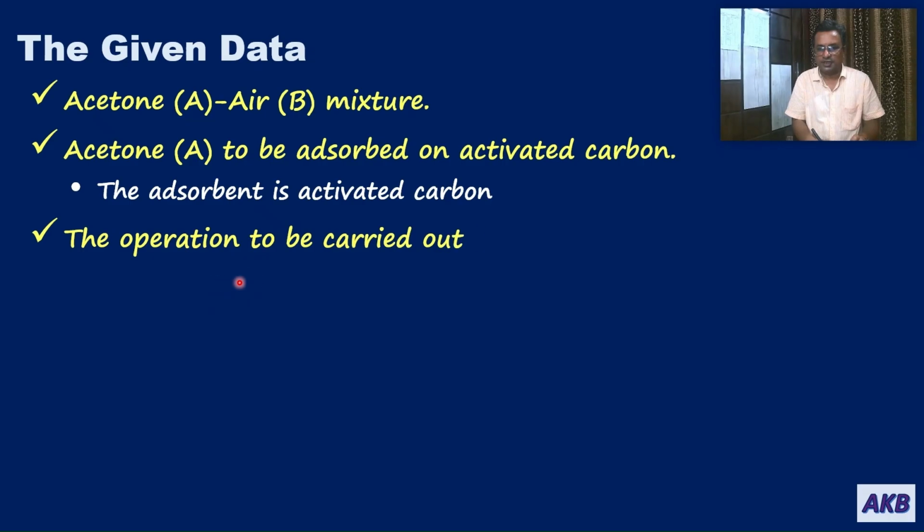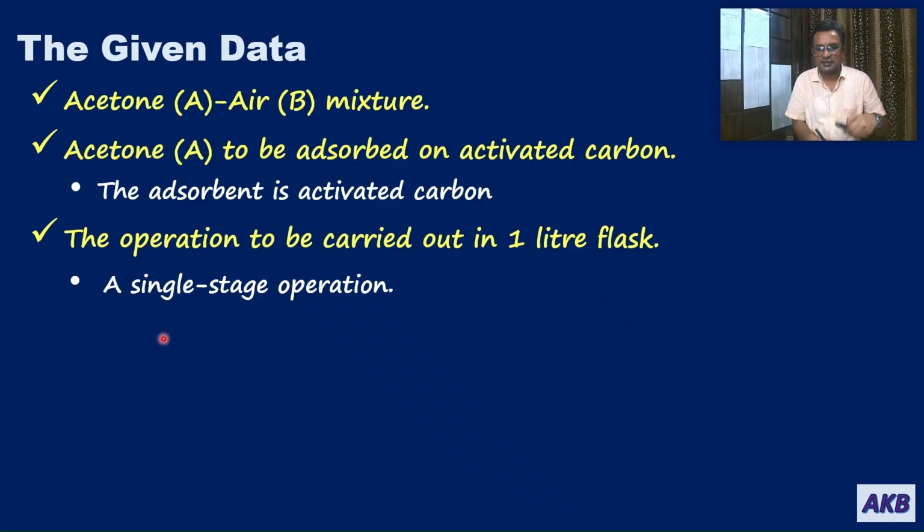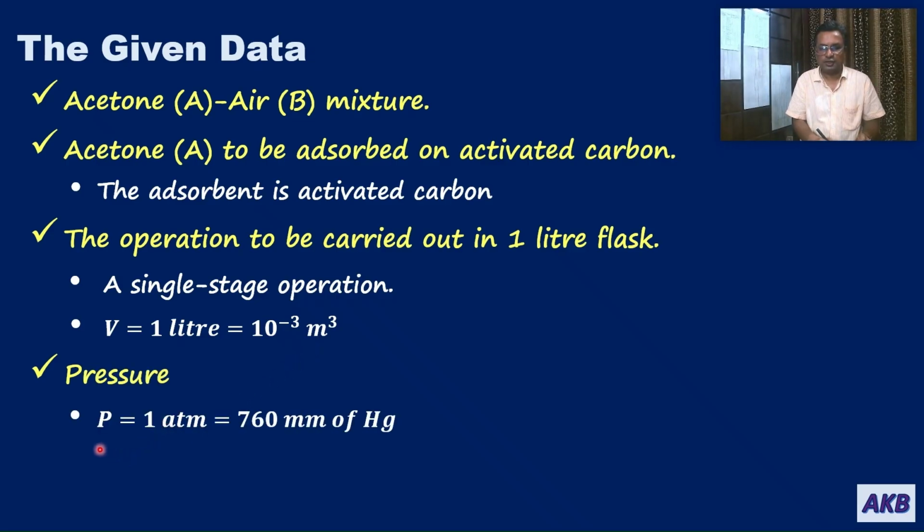The operation is to be carried out in 1 liter flask. So this is actually a single stage operation, because you are adding the adsorbent only once to the flask. So it is basically a single stage operation. The volume of the flask is given to us. It is 1 liter, and if I convert it to meter cube, it will be 10 to the power minus 3 meter cube. Pressure is given to us. It is atmospheric pressure. P is 1 atmosphere, that is 760 millimeter of mercury. Temperature is also given to us. Temperature is 303 Kelvin.